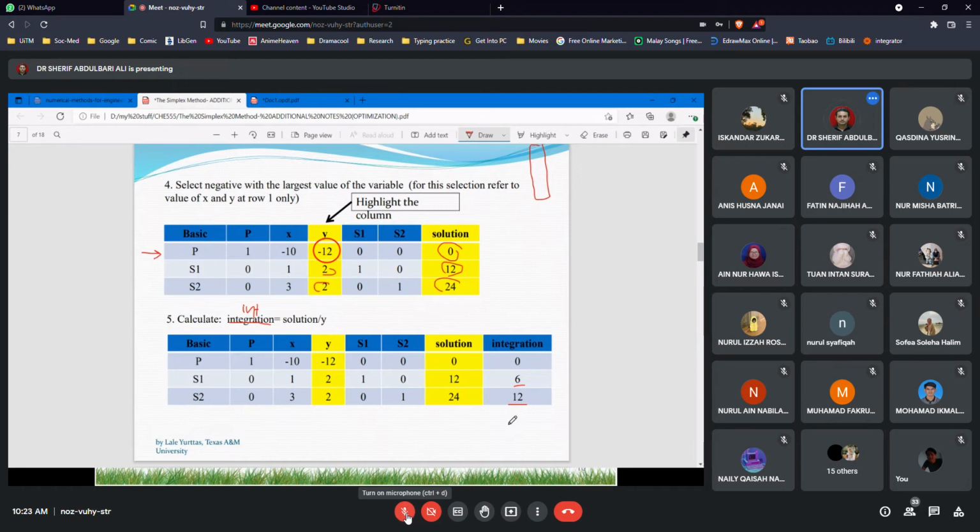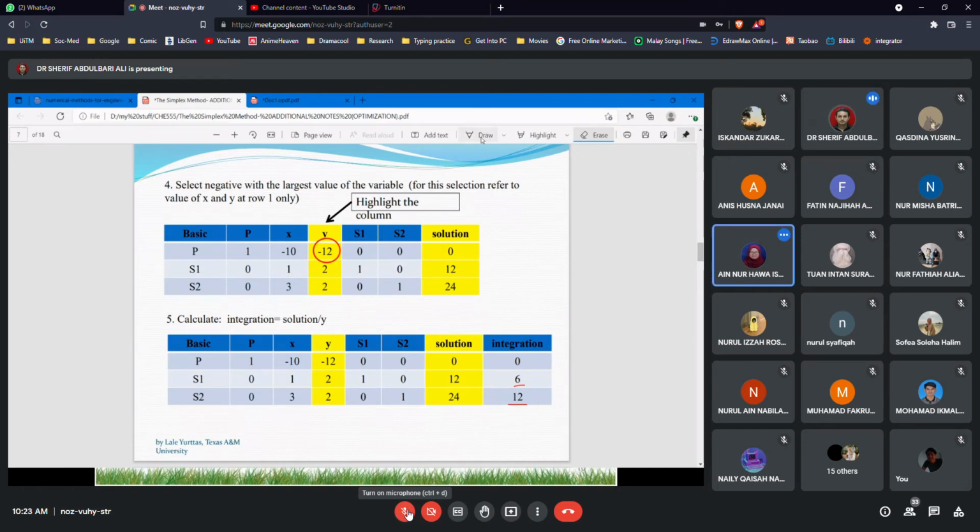Any question? So can you please repeat it again? From which step? The integration equal to solution divided by y. This is not integration. This is intercept. Oh, yeah, I mean intercept.